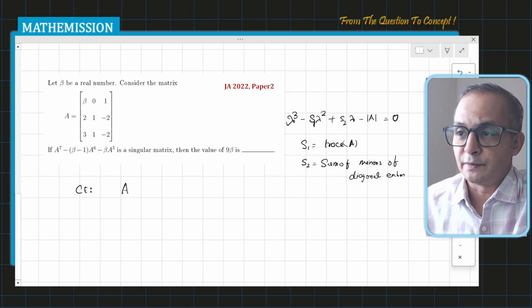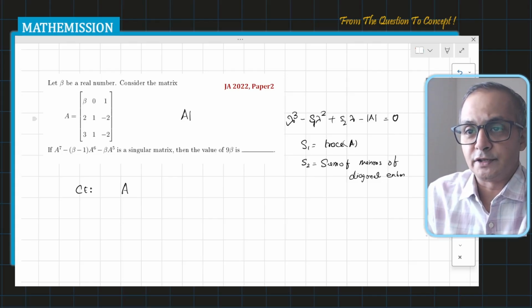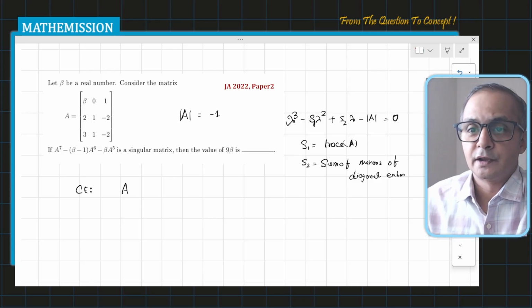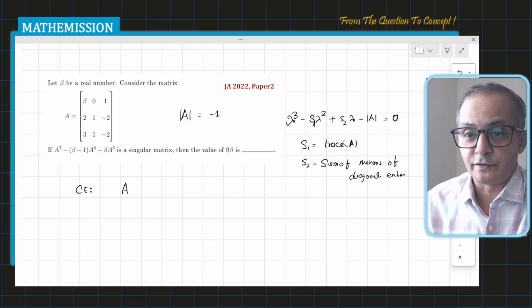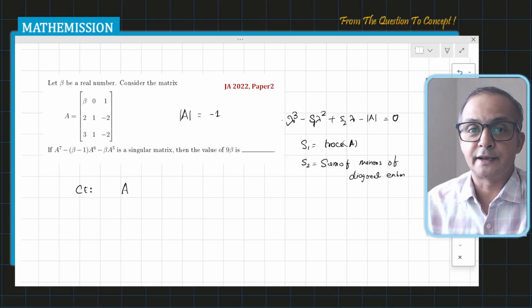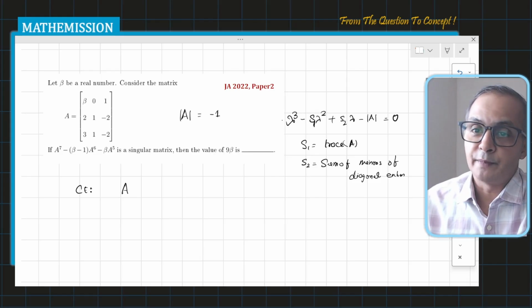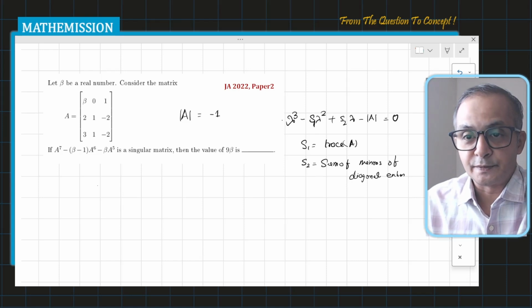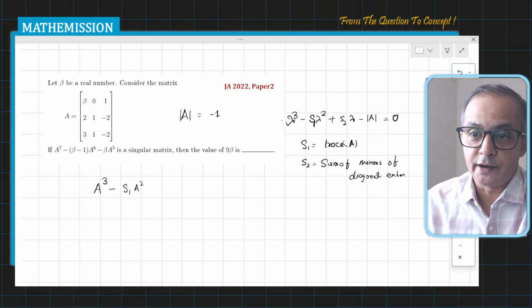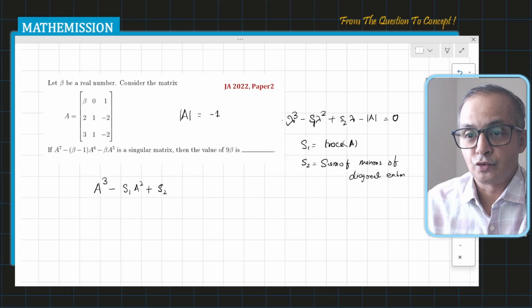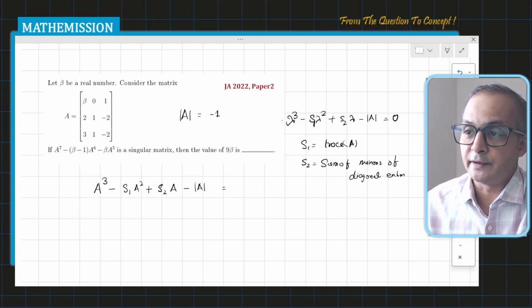So let's first find the determinant, or the determinant we have already found, so let me use it. Determinant of A is already negative 1. Now this is the characteristic equation, and by the Cayley-Hamilton theorem, every matrix will satisfy its characteristic equation. So this means that A to the power 3 minus S1 A squared plus S2 A minus determinant of A times I should be a null matrix.